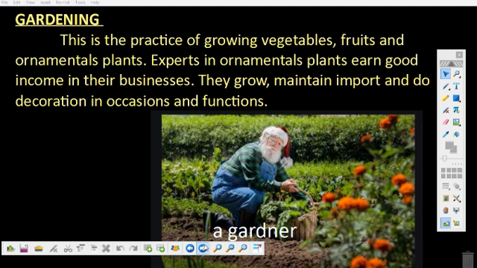Another one is called gardening. This is the practice of growing vegetables, fruits, and ornamental plants like flowers. Experts in ornamental plants earn good income in their businesses. They grow, maintain, import and do decoration for occasions and functions. You can see a picture of a gardener. Remember what we said: the practice of growing vegetables, fruits and ornamental plants like flowers, and they earn their living through this means.